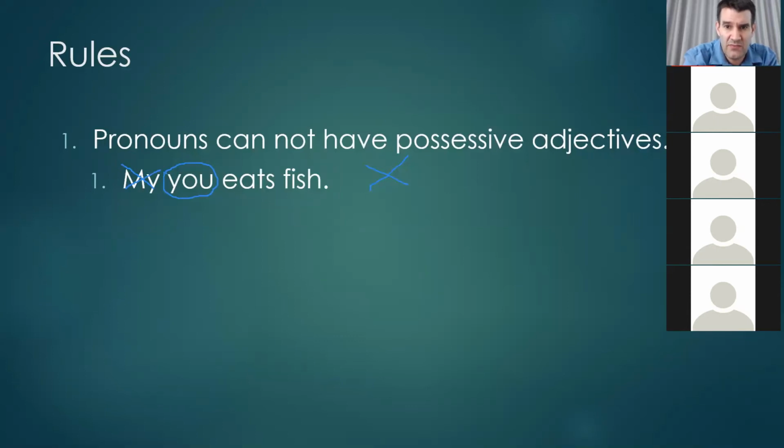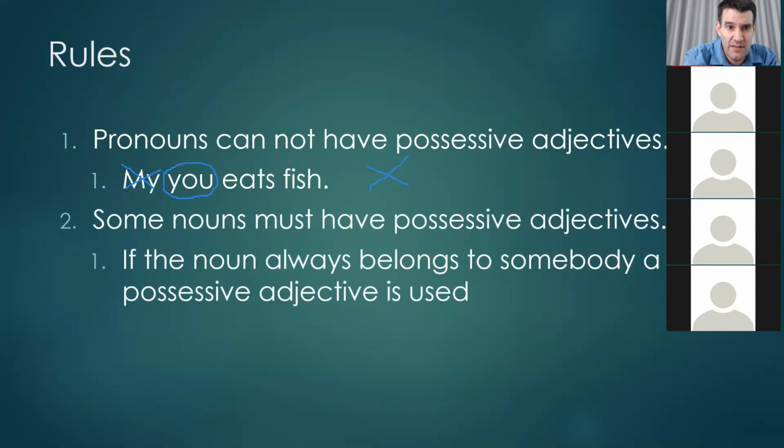Okay. Next rule. This one we will talk about more later. So some nouns must have possessive adjectives. I will talk about this more on the next slide. In Thai, you do not do like this. You do not speak like this. English is different from Thai. So many Thai students find this not easy.